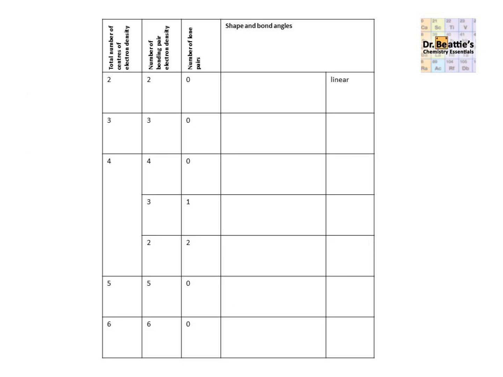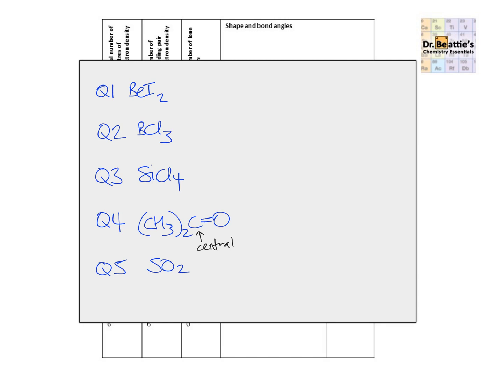Okay, now we're going to test if you can use this information in this grid format on a couple of different examples. So what I want you to do is basically use the formula to construct a displayed formula for that particular molecule, and then work out how many areas of electron density there are, how many within that are bonding pairs, and how many are lone pairs, and then use that to deduce the shape and the bond angle. So pause the video here and have a go at these different examples.